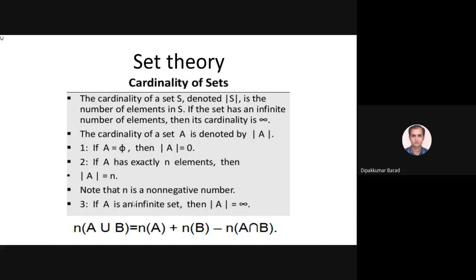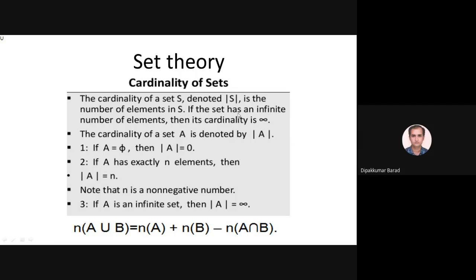Cardinality of a set. So cardinality means the number of elements in a set, and it is denoted by this notation, which is not the absolute value of S, but denotes the number of elements in S. Okay, this is nothing but the cardinality of S, and it is denoted in this manner.